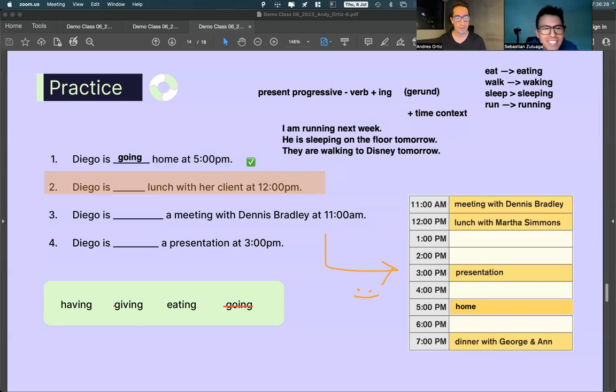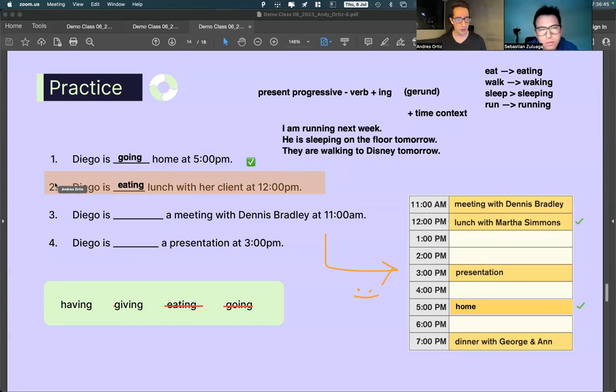Diego is eating lunch with her client at 12 p.m. Excellent job. So here we have the first event. My bad, I didn't mark it. And here's the other one. He's meeting lunch with her client, Martha Simmons. So here we have eating. All right. Very good job, guys.